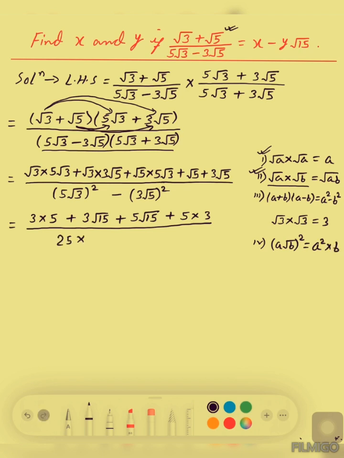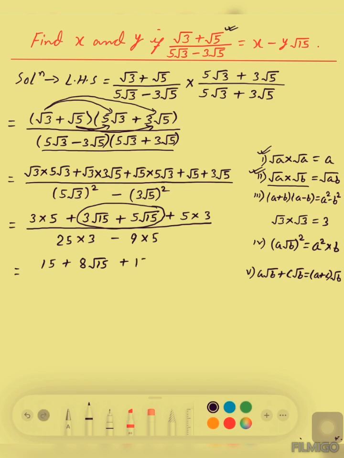Now, see, there is another rule I have written, a under root b whole square is your a square into b. So 5 under root 3 whole square, which I have applied in the numerator, gives you 25 into 3. And 3 under root 5 whole square gives you 9 into 5. And check in the numerator, there is a 3 under root 15 plus 5 under root 15. I am writing the rule number 5 over there.